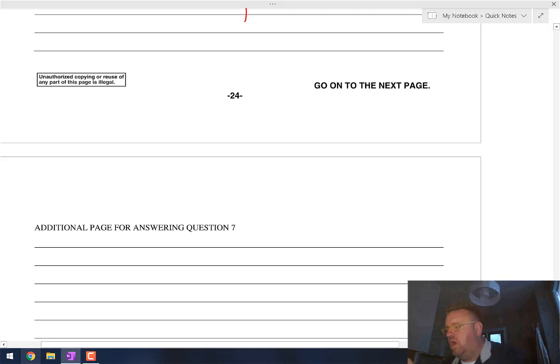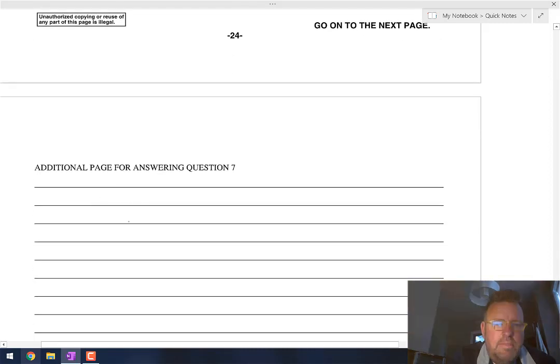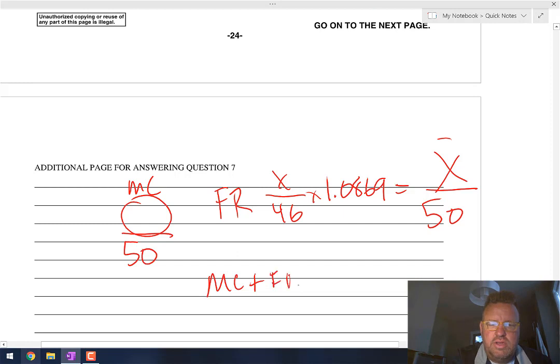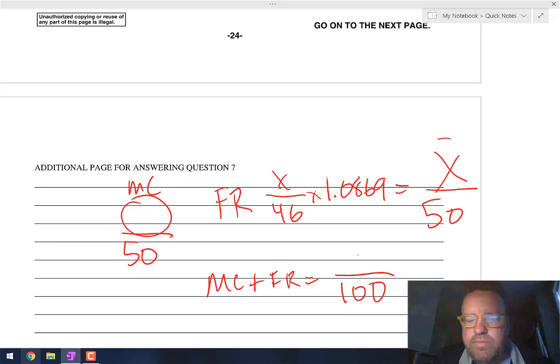So overall for this test, you have a score out of 50 on the multiple choice. You're going to take your free response out of 46, whatever that number is, times 1.0869. And then you're going to get a final score out of 50. So get that number there. And then take your multiple choice, take your free response, add them together, get a score out of 100.